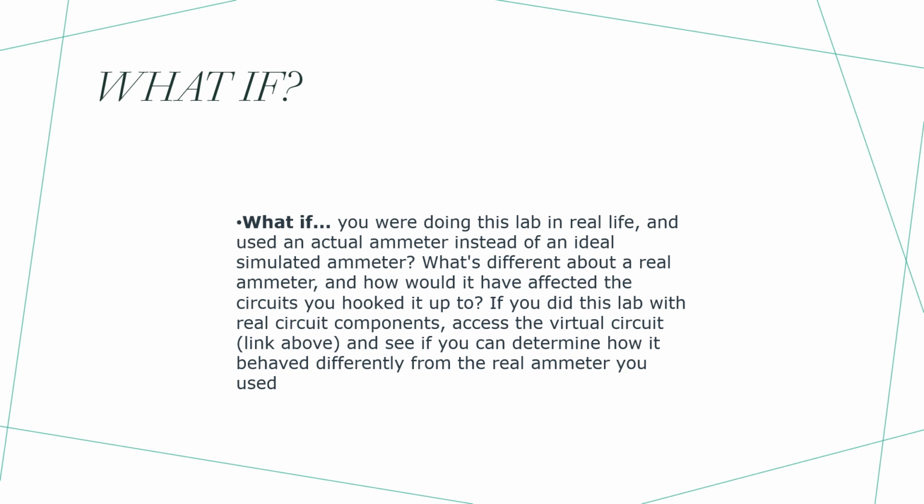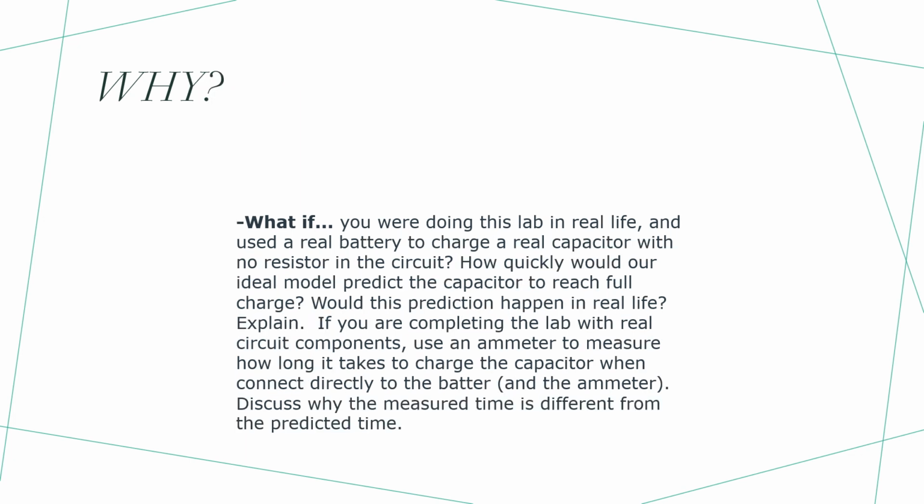Our light bulb might be dead, the resistor could be burnt out, you never know. A battery in real life, how would this affect it? It would slow down the time. It wouldn't be as fast because it's not going to be an ideal battery. It would take longer, as I said, for the capacitor to reach full charge. This prediction wouldn't be as exact in real life. Measure time difference from the predicted time because things wear down, things don't work as efficiently as they used to be, like batteries or capacitors or resistors.